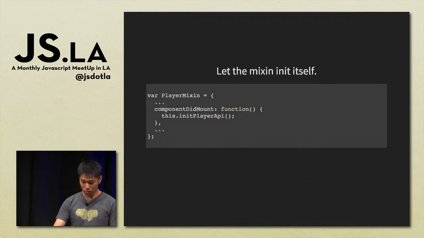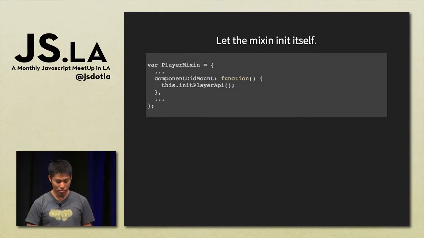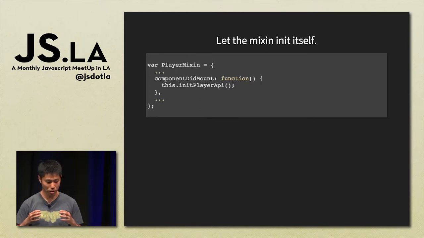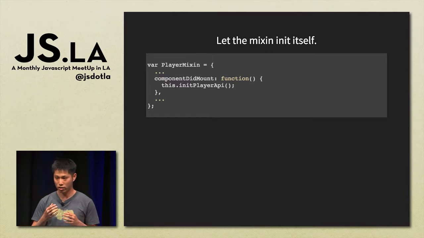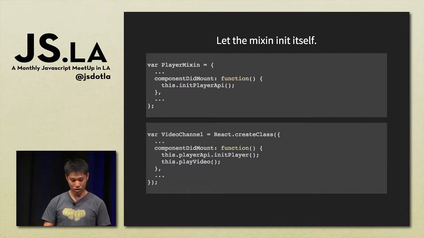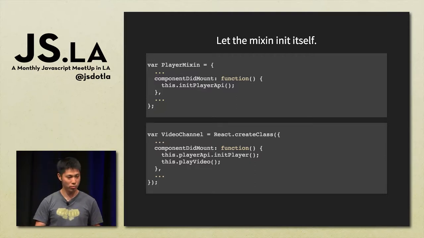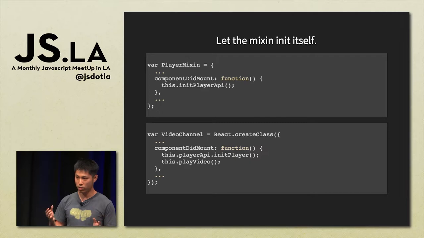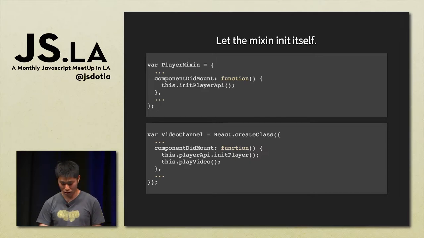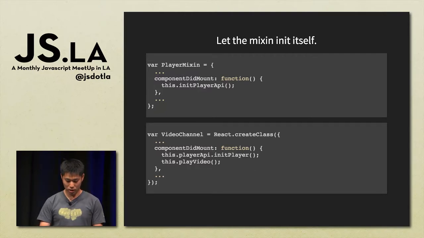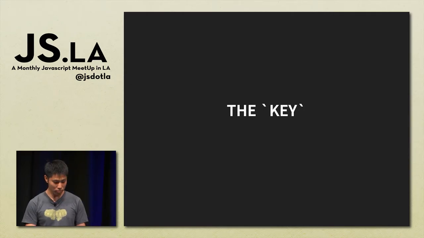So I would put the init mixin method inside the component demand of the mixin. So when the component is mounted, the mixin will init itself, and then in the component you can just do it like you did before. Just init the player, assume the player mixin is ready, and then you can play video. Right. So that's all about mixin. The next thing I'm gonna talk about is key.